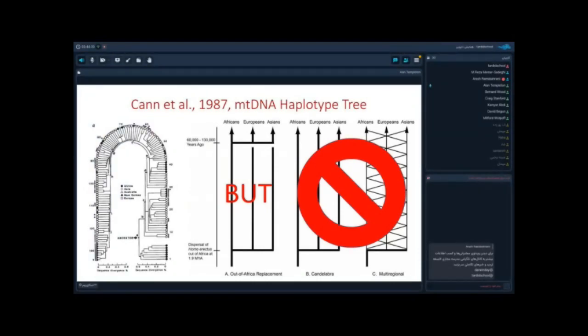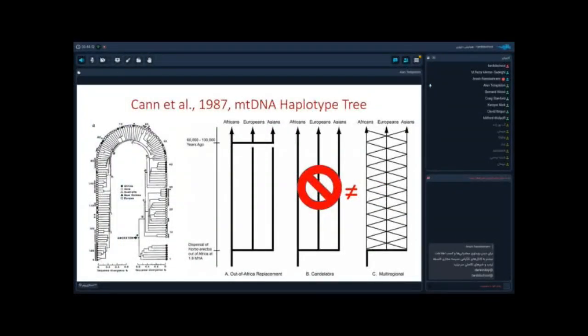But, and this is a big but, these two models, the candelabra model and the multi-regional model, are not identical. In fact, they are the most extreme opposite models of human evolution you can imagine. The candelabra model only has independent evolution of isolated branches. The multi-regional model says there were no branches within humanity. There was always gene flow, and so all of humanity evolved as a single evolutionary lineage. So there's no role for gene flow or adaptation in the candelabra model. There's an extensive role for it in the multi-regional model.